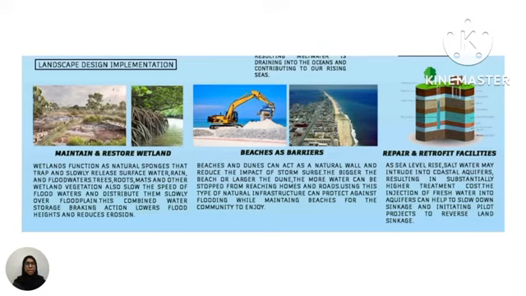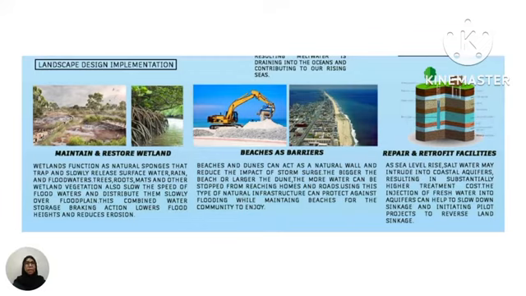Next, there are many solutions to cope with this sea level rise issue which can be implemented in the landscape design. First things first, maintain and restore wetlands. Wetlands function as natural sponges that trap and slowly release surface water, rain and flood waters. Trees, roots, mats and other wetland vegetation also slow the speed of flood waters and distribute them slowly over the floodplain. This combined water storage and braking action lowers flood heights and reduces erosion.